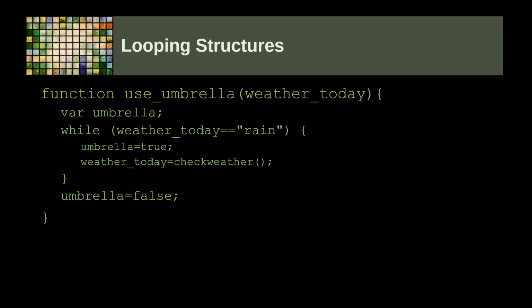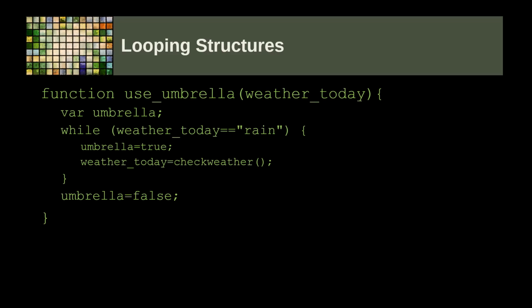But unless we do some work within that loop to check the condition and see if something's going to change, we'll never get out of that loop. So it's really important to have that next line of code where we're going to set weather today equal to check weather. And check weather is some other user-defined function that goes out and somehow checks the weather and returns a value. And so that value will be either rain or some other thing. And when that value changes to some other thing, then that loop is going to stop.